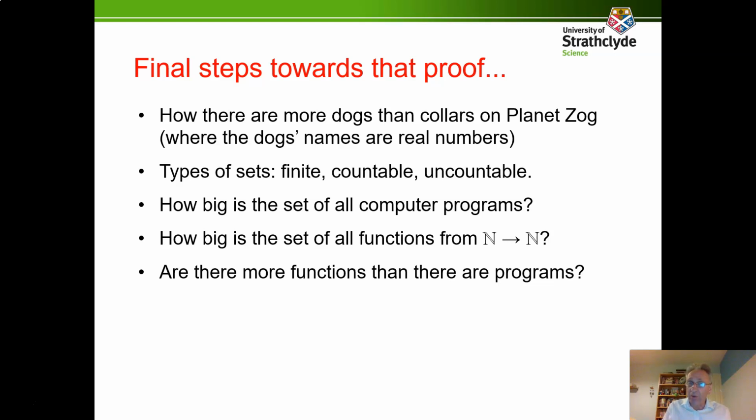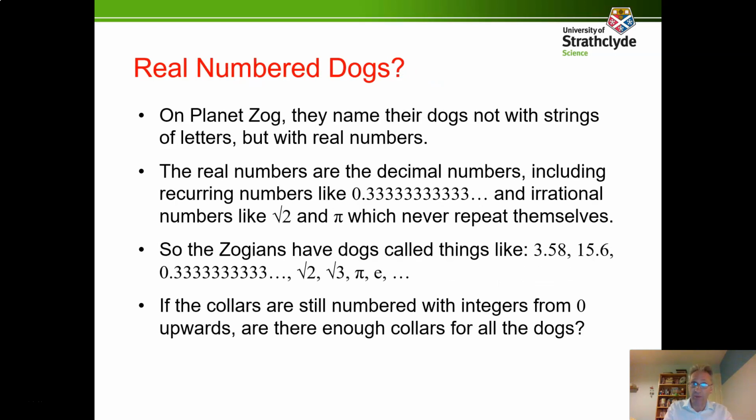And we're then going to look at how big is the set of all the computer programs, and then how big is the set of all the functions that map natural numbers onto natural numbers. And then we'll say, are there more functions than there are programs? And the answer is going to be yes, there are more functions than there are programs, and that means there are non-computable functions. So let's start with these dogs from the planet Zog, and that will get us warmed up with the idea that there are some infinite sets which are bigger than others.